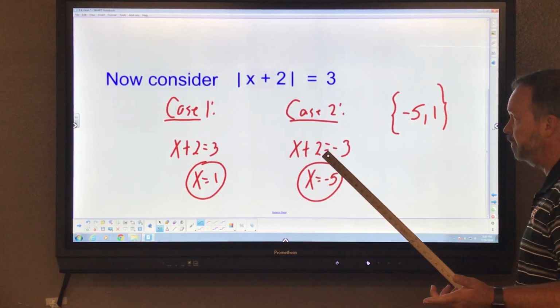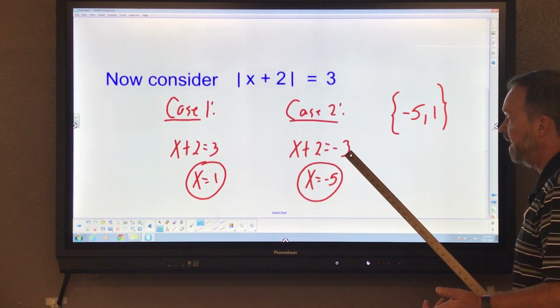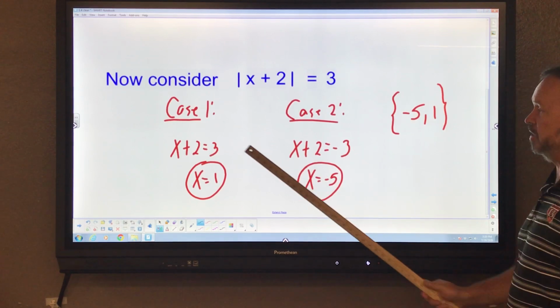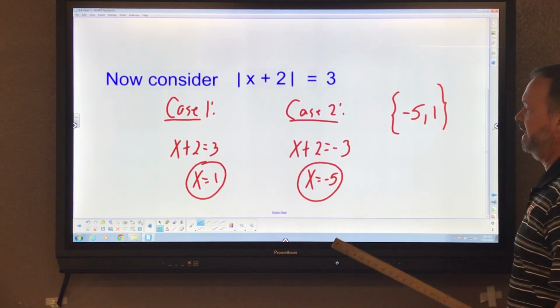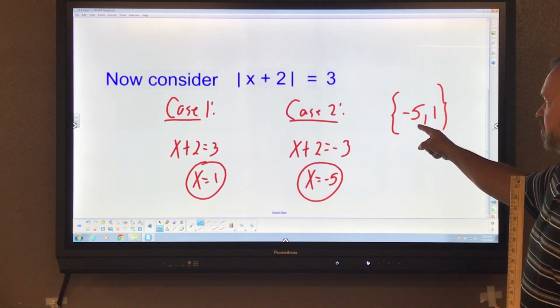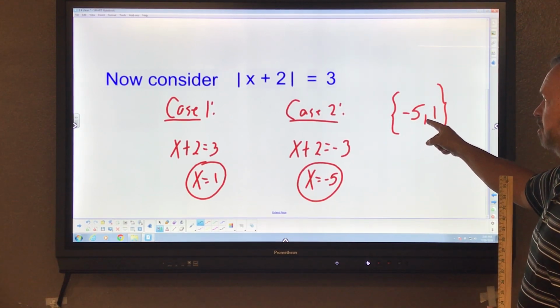Then we recopy, but change the sign of the number on the right side. That's what we do. Then we're subtracting 2 and subtracting 2, and those are our 2 answers. I wrote them as a set because x could be negative 5.